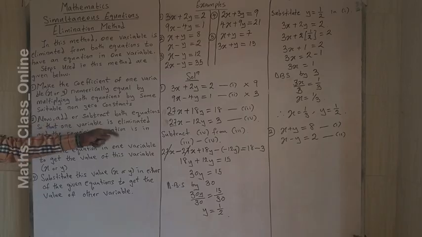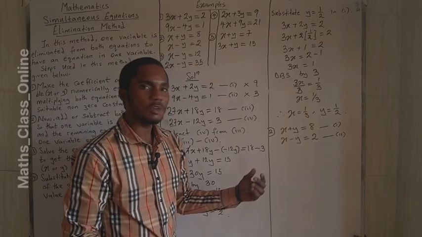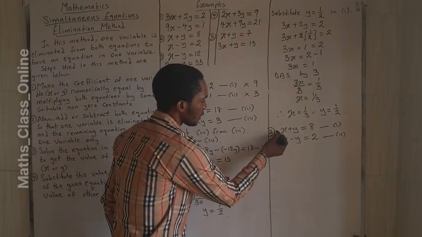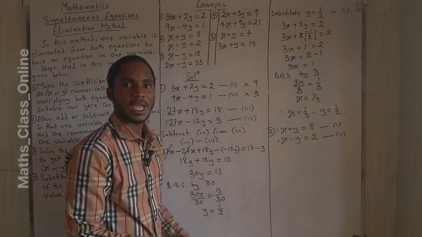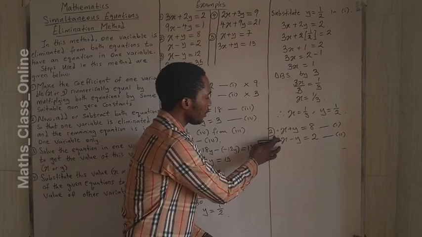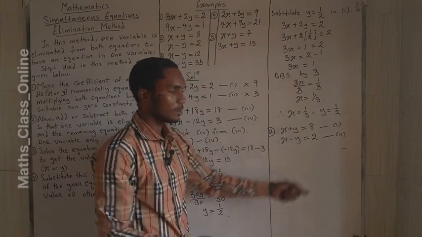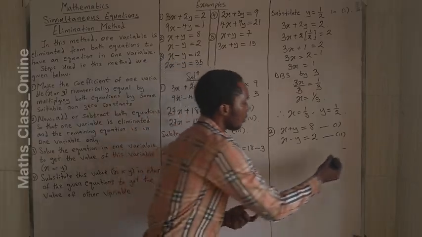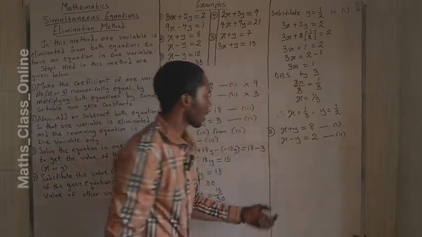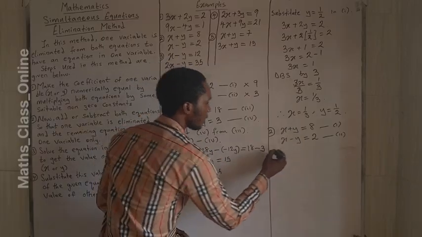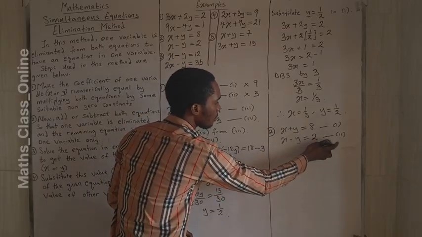Now, add or subtract both equations so that one variable is eliminated. If we choose to eliminate x, this is positive and this is positive. They have the same sign, so we are going to subtract. But if we choose to eliminate y, this is positive, this is negative. They have different signs, so we are going to add. Let's eliminate y. That means we are going to add what? Equation 1 and equation 2.